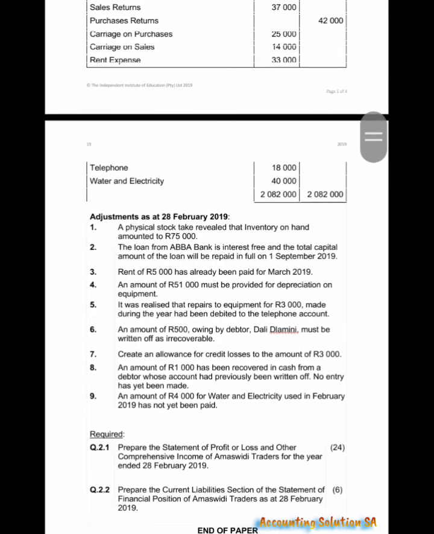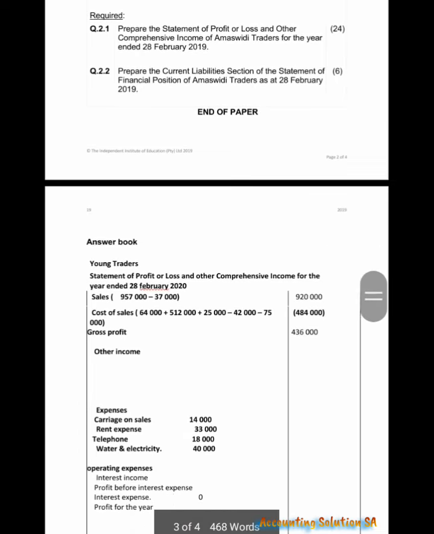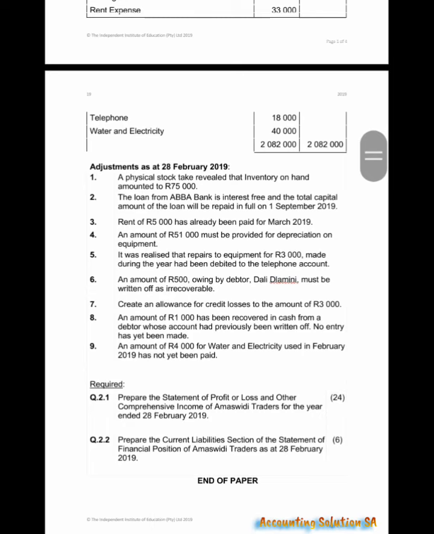Okay, then number 3, they said rent of 5,000 has already been paid for March 2019. So in other words, in this case, we found that a rent of 5,000 is already been paid for March. And if you check, our financial period is ending February, which means that a rent has been paid in advance. So what do we do when we go to income statement? We have to deduct that amount so that we're left with only amount until February, which means that the 5,000 for March, we have to subtract it under a rent.